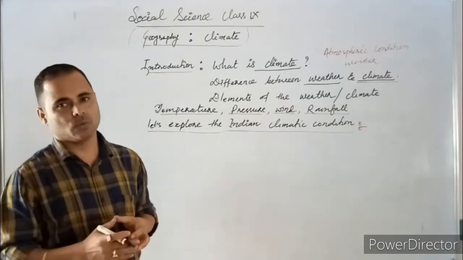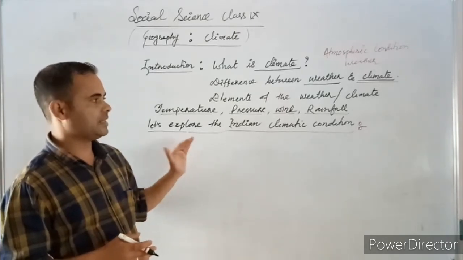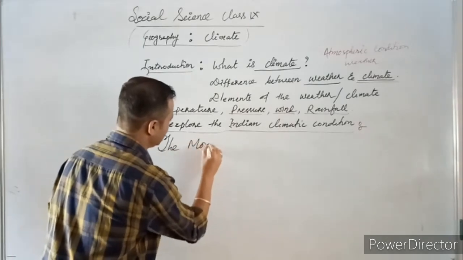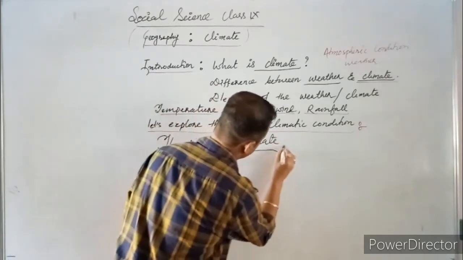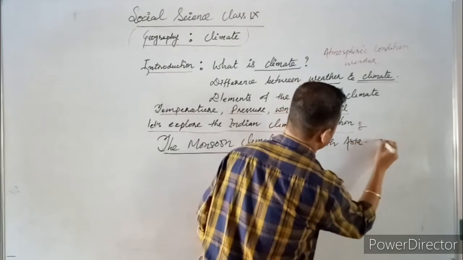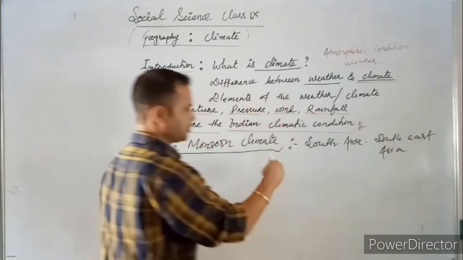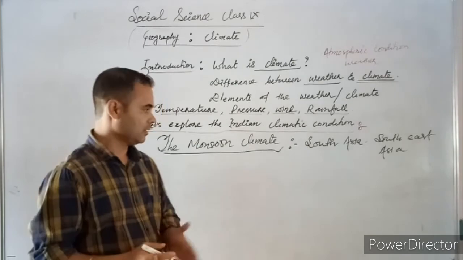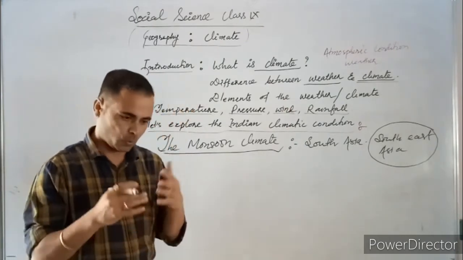Before understanding why there are variations in the Indian climatic conditions, we will try to understand what type of climate India has. The Indian climatic conditions are called what? The monsoon climate, right? Why monsoon climate? If you see South Asia and Southeast Asia, these particular regions' climatic conditions are influenced by the movement of the wind. That's why our country is regulated or influenced by the wind.